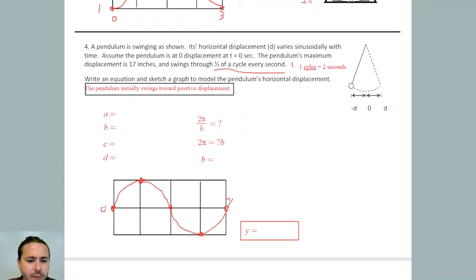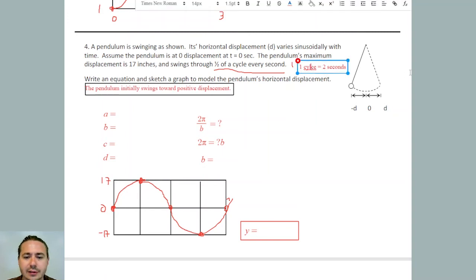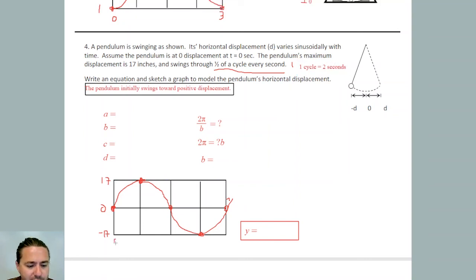All right, so we're going to start at 0. It says the maximum displacement is 17 inches. Okay, so we're going to label this 17. This one will be negative 17. And we said earlier that, oh, I didn't spell cycle right. There we go. So if a half cycle is 1 second, then the other half would be another second, so the total cycle is going to take 2 seconds. All right, this one's a little tricky. So 0 to 2.